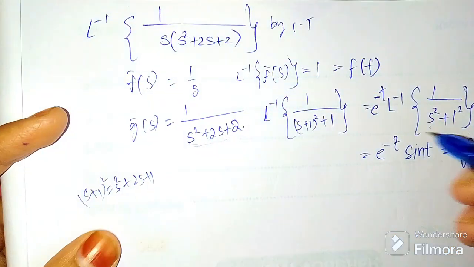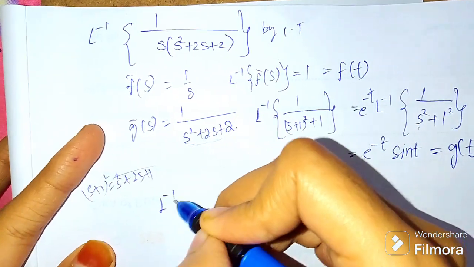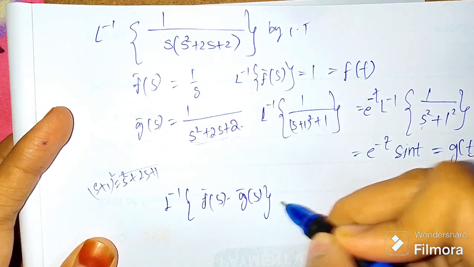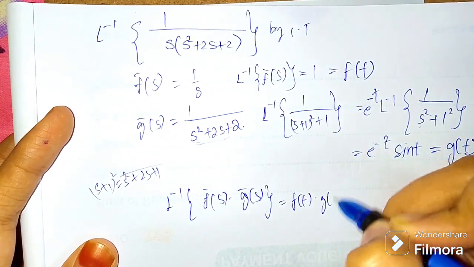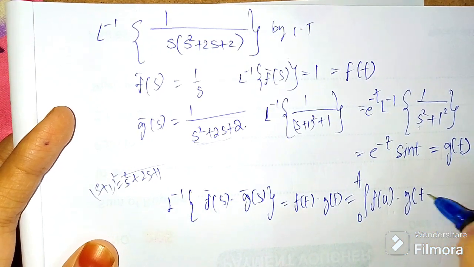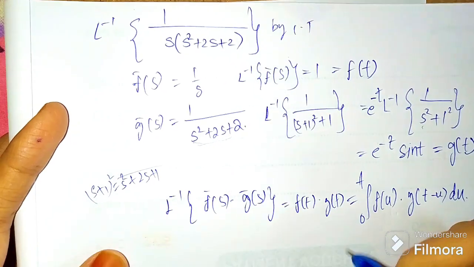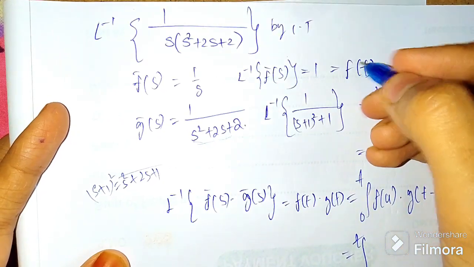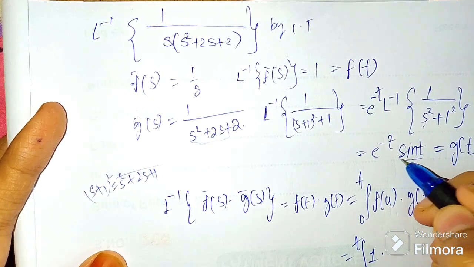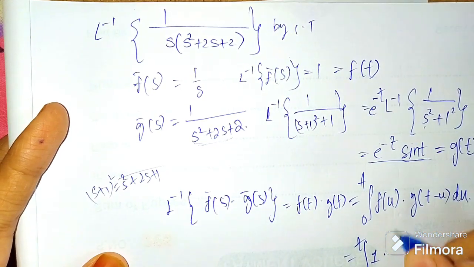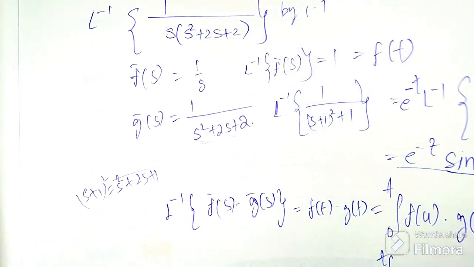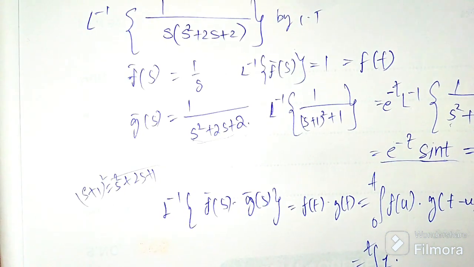Now by the convolution theorem, write the whole big statement. Laplace inverse of f bar of s into g bar of s is f of t into g of t is f of u into g of t minus u du. So what is my f of u? 1 only. F of t or f of u both are 1 only. G of t minus u means in place of this I should put e power minus t minus u here, and here again sine t minus u. So if you want, you can do it in that way.